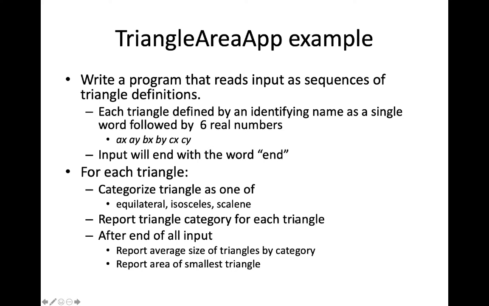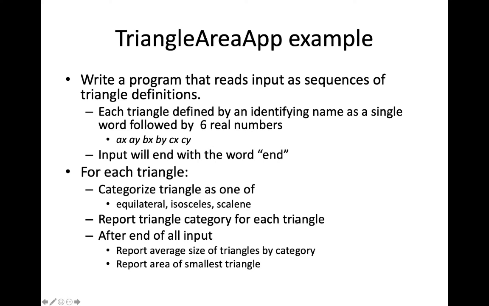In particular, we're going to categorize our triangles by whether they're equilateral, isosceles, or scalene. We're going to calculate the areas of these triangles. We're going to calculate the average area for the different triangles by category. And we're also going to keep track of which triangle is the smallest one. That's what our program will do, right?